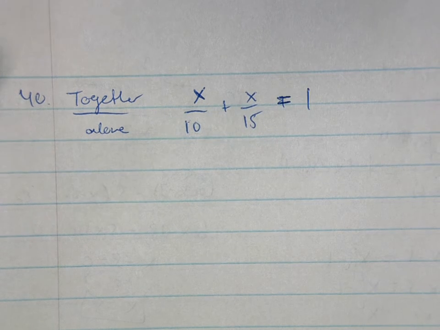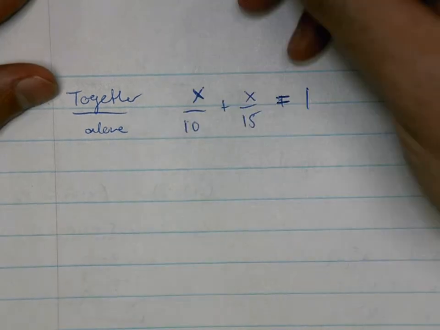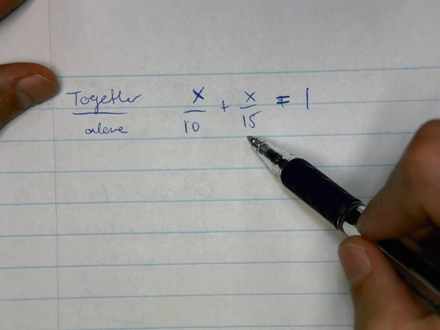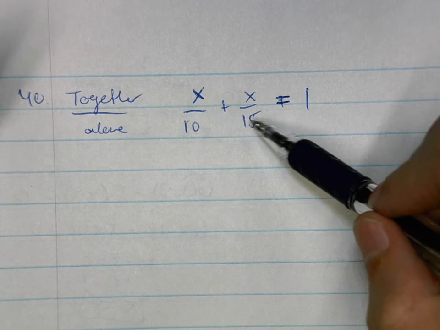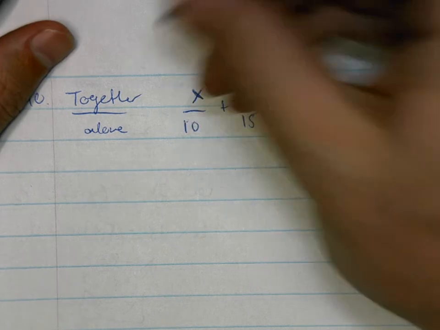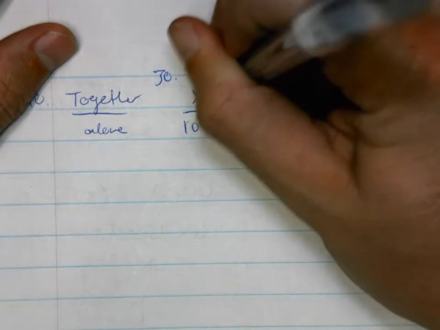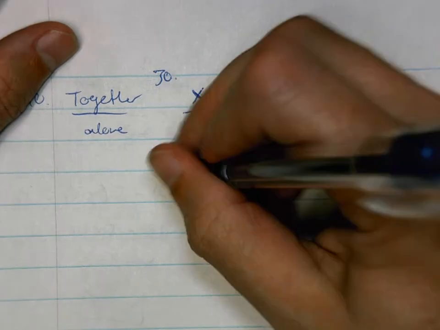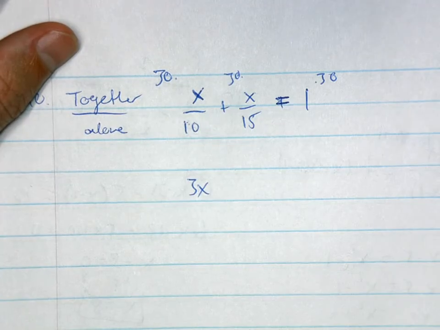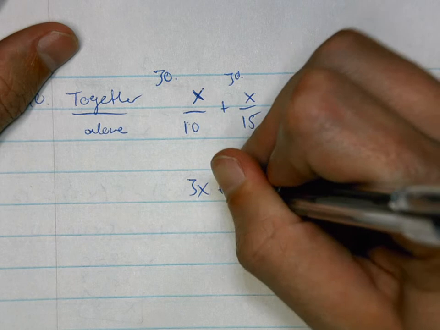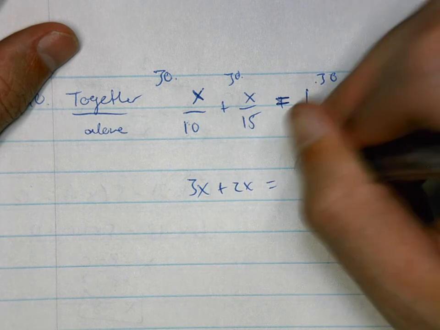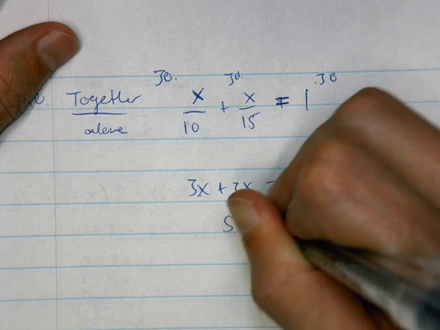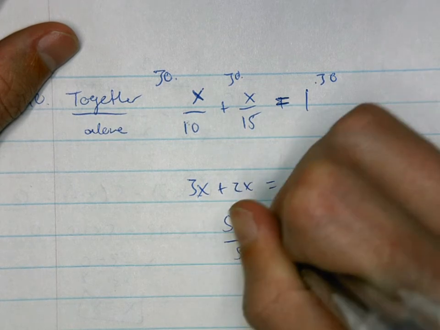So to find the LCD, we have 15 and 10. Just count by 15s. 15 is not divided by 10, but 30 is divided by 10. So I multiply everything by 30. 30 divided by 10 is 3, so that's 3x. 30 divided by 15 is 2, so plus 2x. 30 times 1 is 30. 3x plus 2x is 5x equals 30. Divide both sides by 5, x equals 6. It would take them 6 minutes if they did it together.